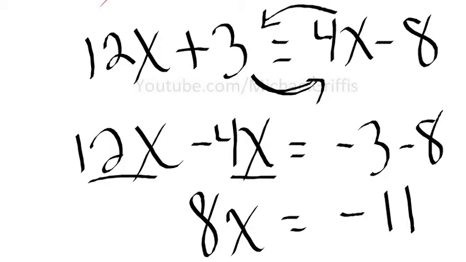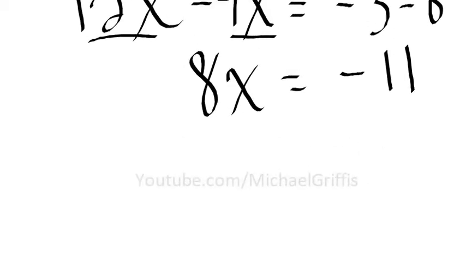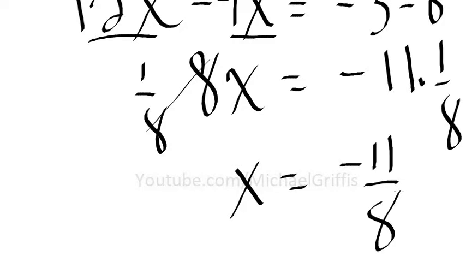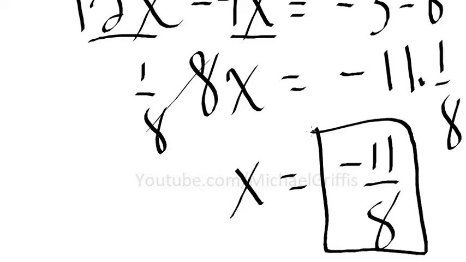Anyway, let's go back up to here real quick. So I'm doing this shortcut way now. You're subtracting 3 from both sides, and then you're subtracting 4x from both sides. All right, multiply both sides by 1/8. And 8's cancel out, so x is equal to negative 11 over 8. So that's our solution.